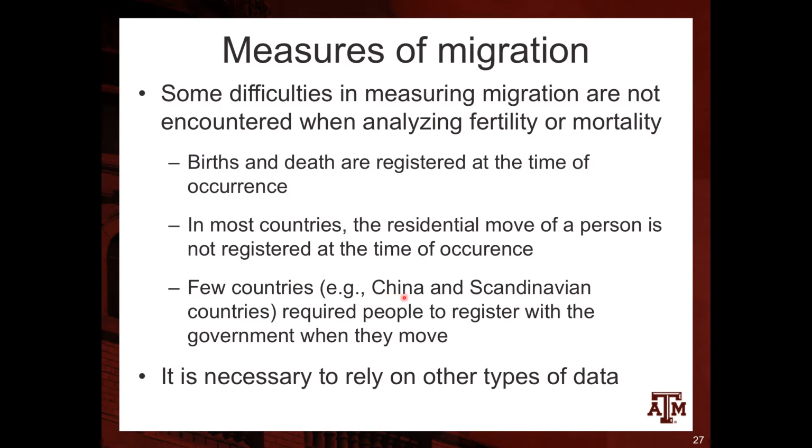For example, China and Scandinavian countries require people to register with the government when they move within the country. So since most countries don't have this sort of registration data as we have for fertility and mortality, it is necessary to rely on other types of data.